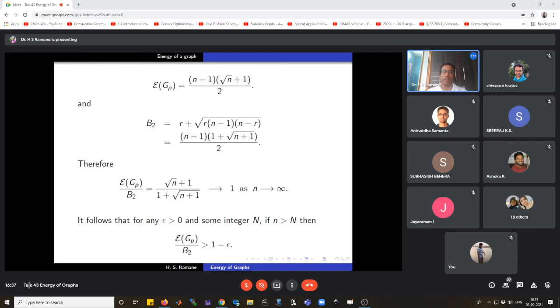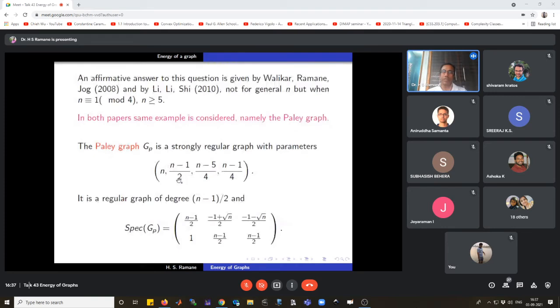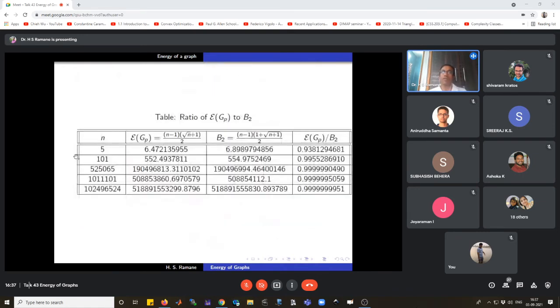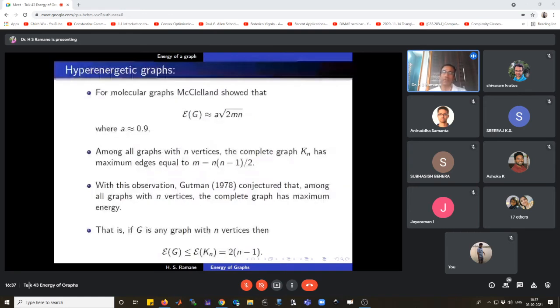Because only for these n are they integers. Your n should be like this. All these quantities are integers: (n minus 1)/2, (n minus 5)/4, (n minus 1)/4. From the table you can see that as n increases, the ratio tends towards 1. So for large n, you can find a graph, namely this Paley graph, for which the affirmative answer to the question is there. But not for all n, as I told. So it is still open whether such graphs exist for all n or not.